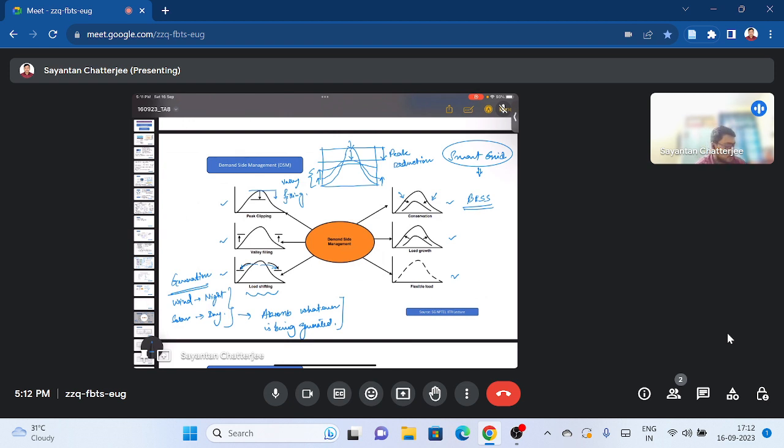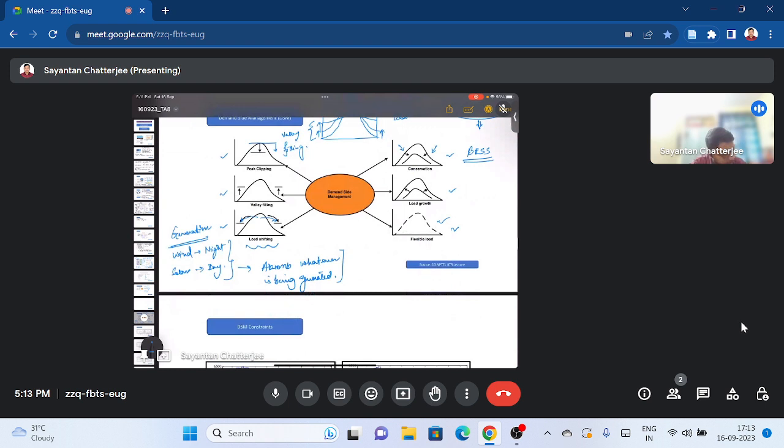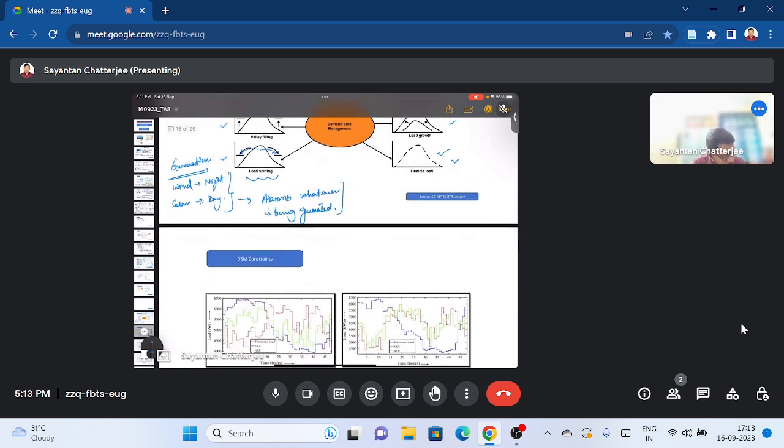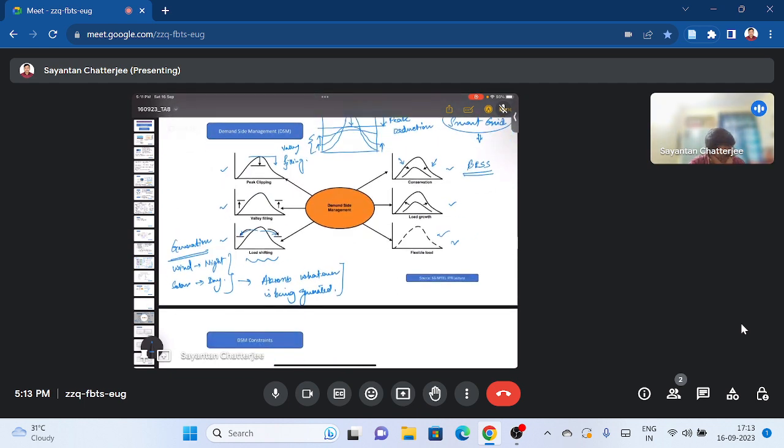Okay. So based on this battery energy storage system, the stored energy can be used in the later half of the day. So various kinds of techniques, like the flexible loading system. On the basis of this, demand side management schemes are being developed.